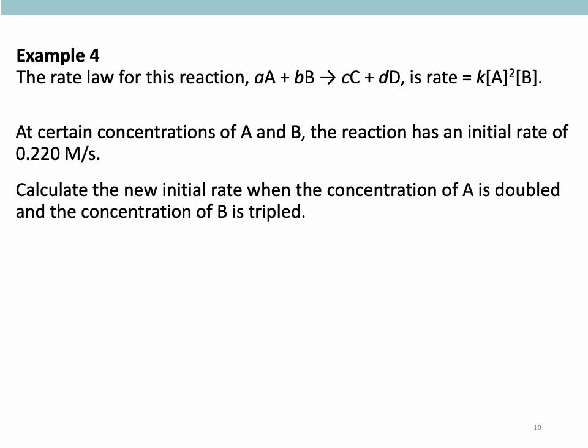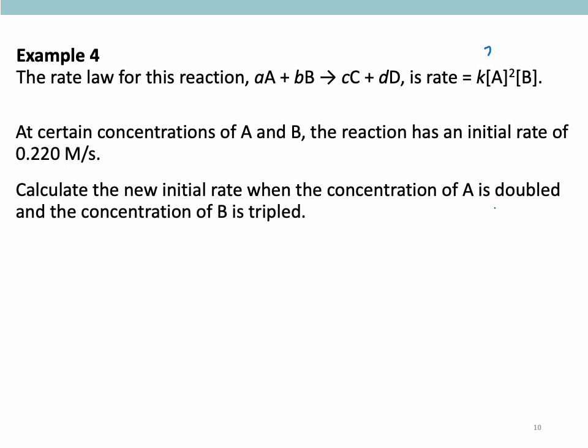Let's try another one. Example 4. The rate law for this reaction is given to you: A squared and B to the power of 1. At certain concentrations of A and B, the reaction has an initial rate of this. Calculate the new initial rate when the concentration of A is doubled and the concentration of B is tripled.